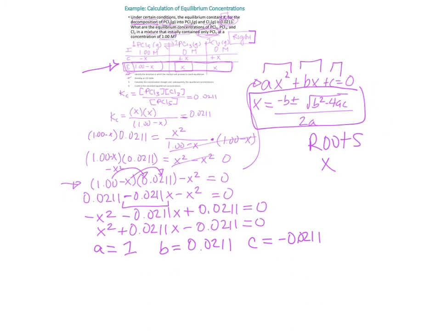I know this is getting smaller and smaller. We're going to plug in. So first it's negative b, which would be negative 0.0211 plus or minus, x equals negative b plus or minus. There I went. I sang it. I had to. The quadratic formula song.